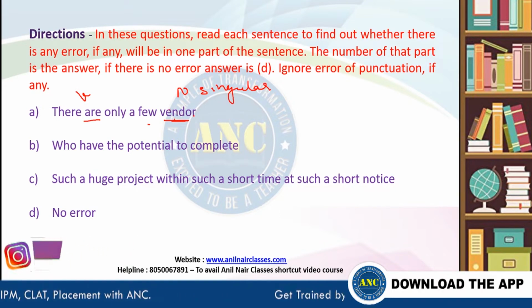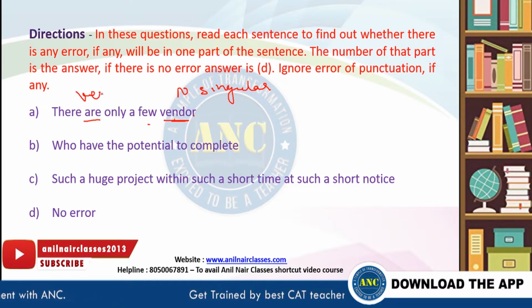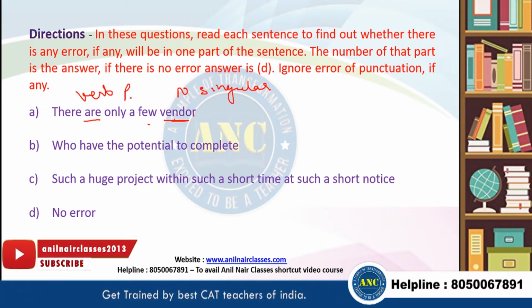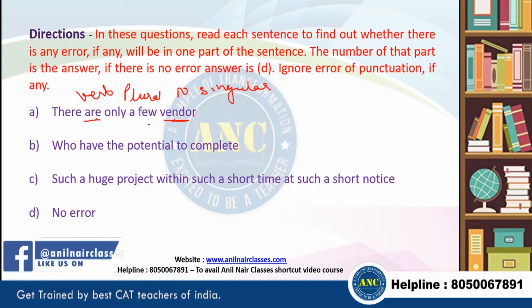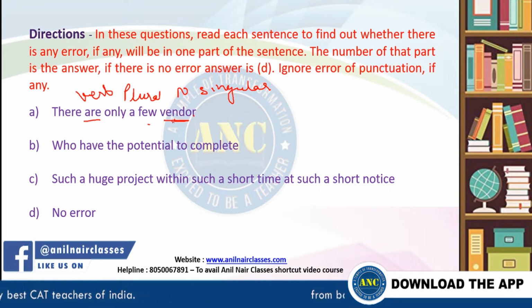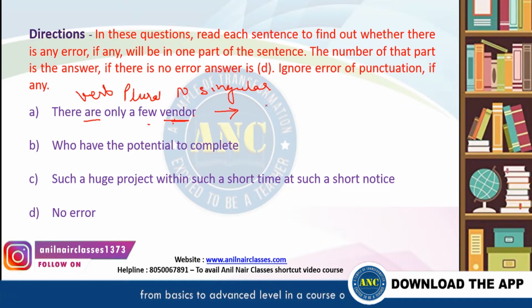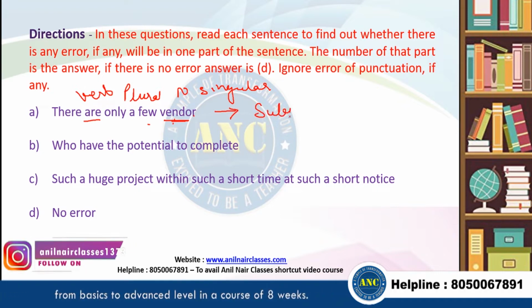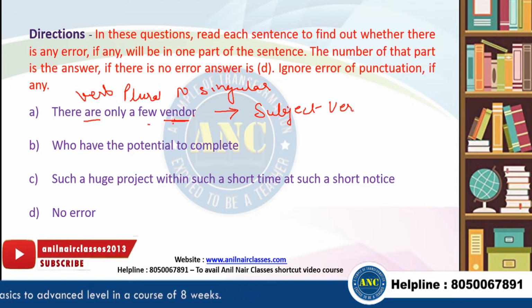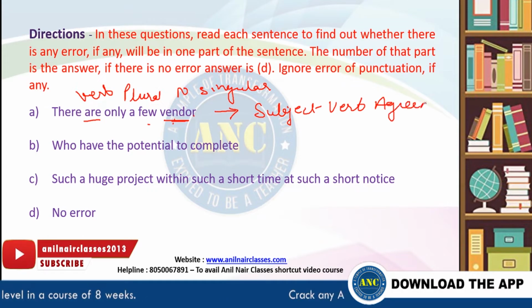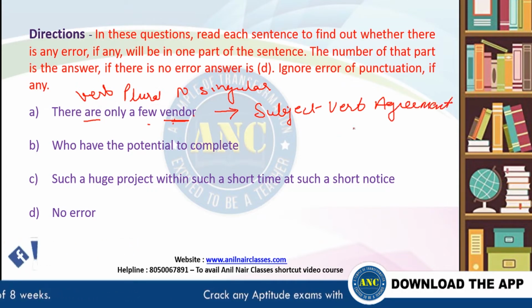So if it is a singular noun, how could the verb be plural? This is the verb and this is our plural verb. We cannot have a plural verb for a singular subject, vendor. Clear? So the error over here, at first glance what I understand, is a subject verb agreement error. Always try to name an error.